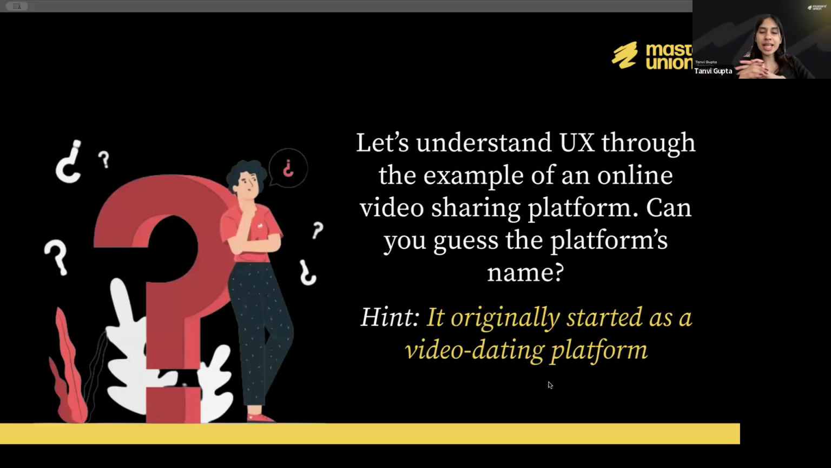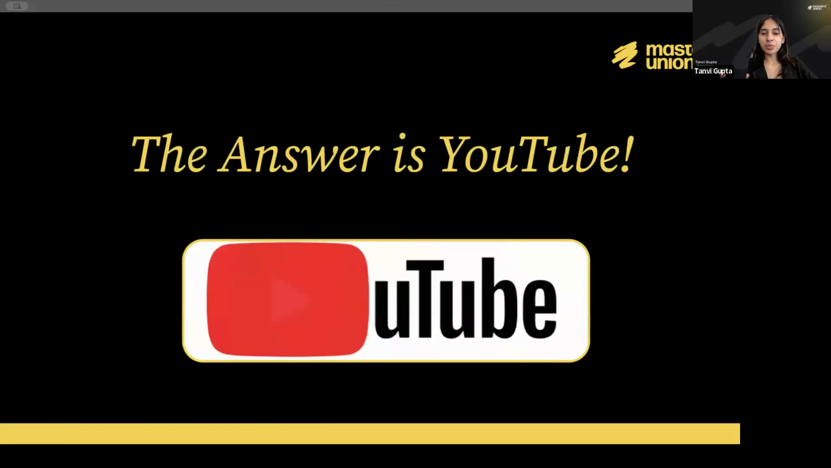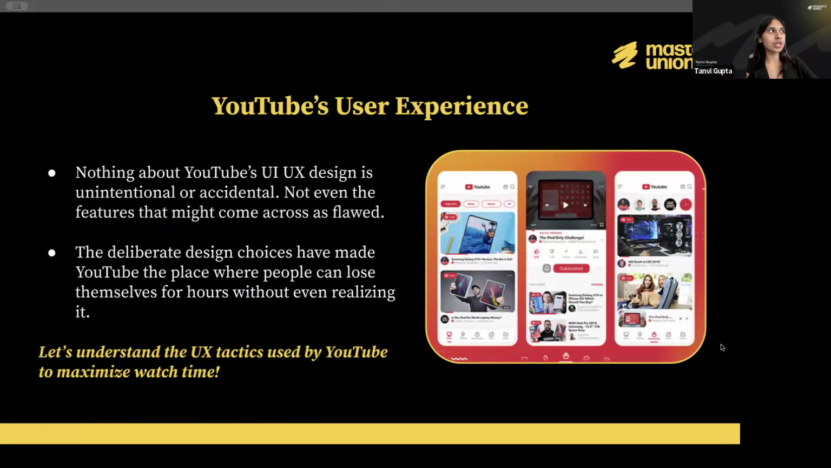Okay, so now let's understand UX through the example of an online video sharing platform. This video sharing platform was originally a video dating platform, and I want you guys to guess it. It was originally started as a video dating platform, but it did not get good reviews, so it became a video sharing platform. You can unmute, that's fine. Okay. YouTube. Okay, you guys know about it. Yes, it's YouTube. So YouTube originally started as a video dating platform, and then later a video sharing platform.